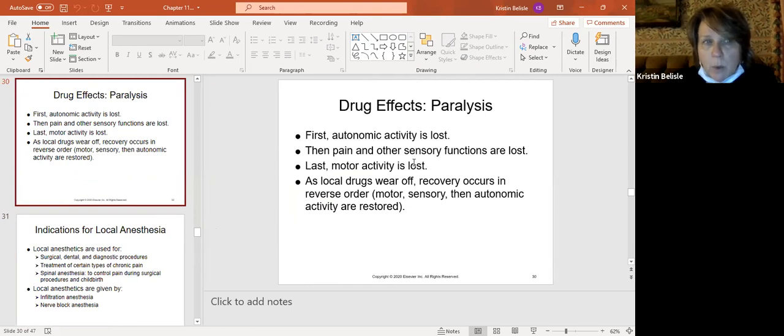So it talks about the paralysis of what happens when we give anesthesia. So it's interesting. First, the autonomic activity is lost and the pain or other sensory functions are lost. And last is motor activity. But as local drugs wear off, it's in reversed order. So then motor first, sensory, then the autonomic activity are restored. So we go down one way and we come up the opposite, if that makes sense.